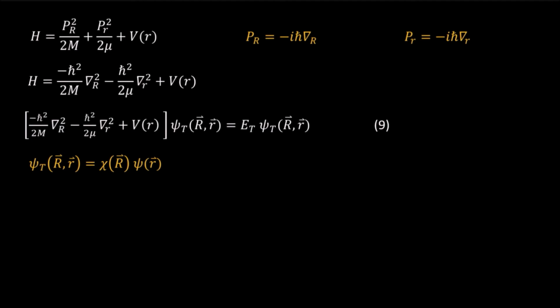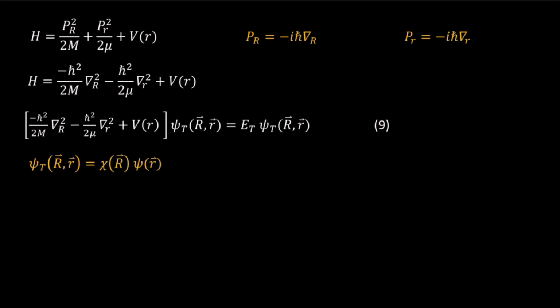If we proceed with the method of separation of variables, we can write psi capital T as the product of two component wave functions, chi of R and small psi of r. So one is a function of the position of the center of mass, and the other one is a function of the relative position of the two particles with respect to the center of mass.